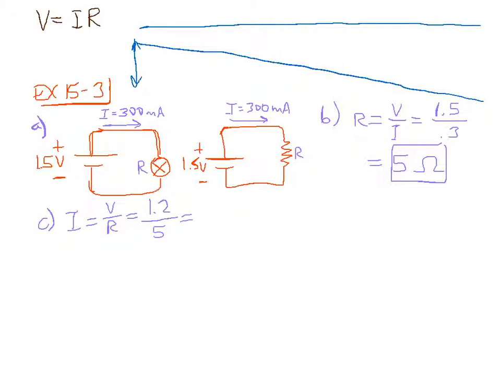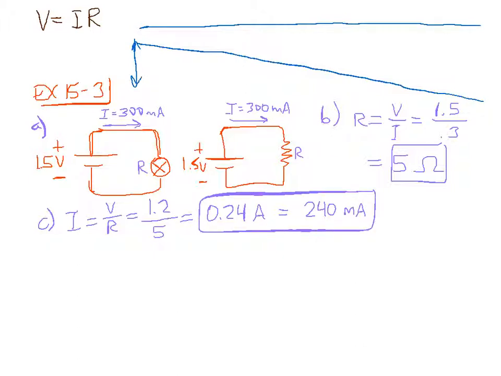1.2 divided by 5 is equal to 0.24, and current's measured in amps. This is the equivalent of saying 240 milliamps. So either one of these would be correct. And then part D, what is this decrease in current due to the flashlight bulb? Less current to a bulb will just make it go dimmer. It's a pretty obvious answer.